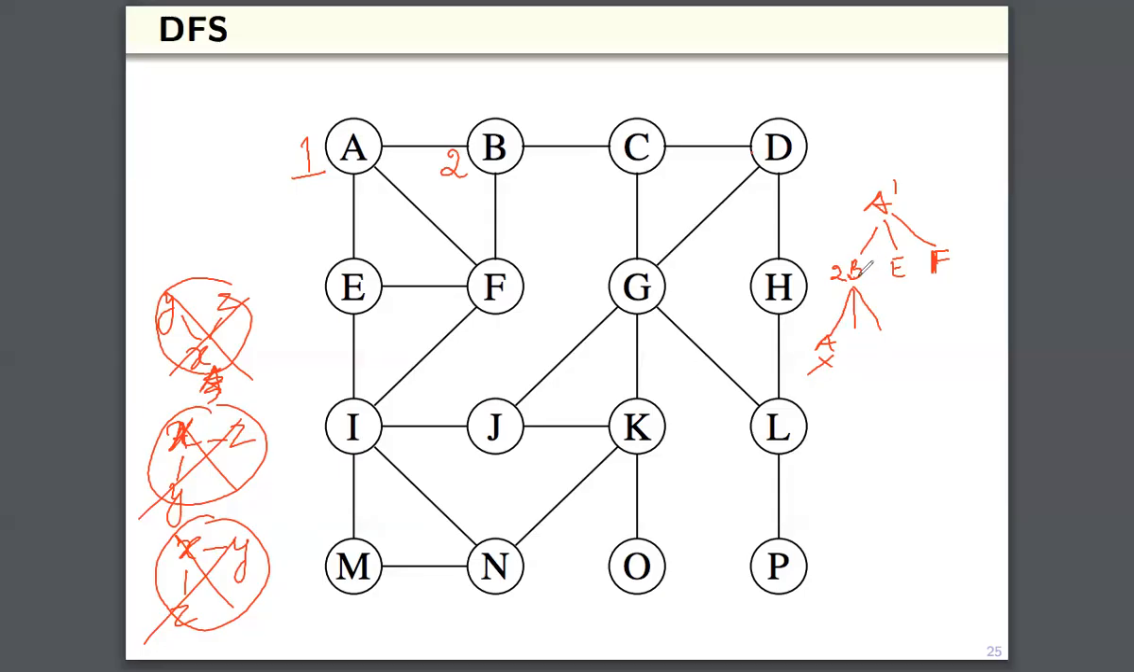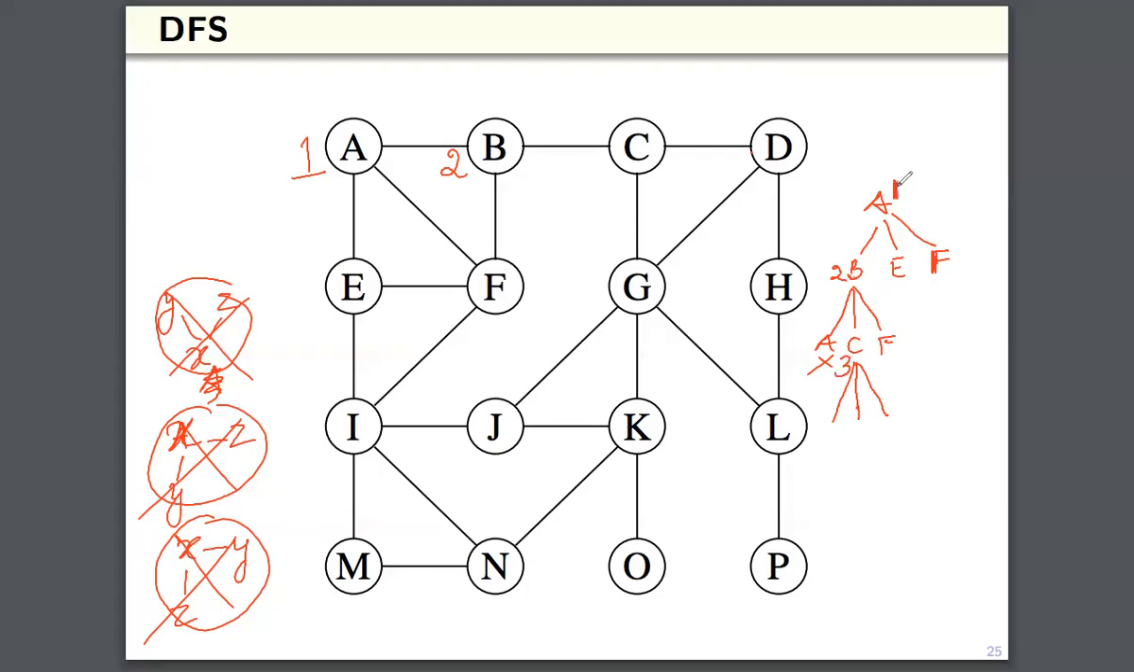So now, what are the other neighbors of B? C is a neighbor. Then F. F is a neighbor. C is unvisited, so expand C, which means you will be calling DFS of C. You will mark C as 3.